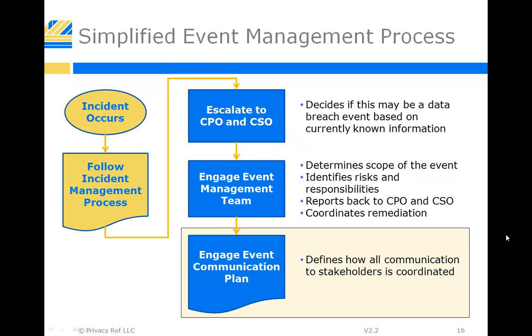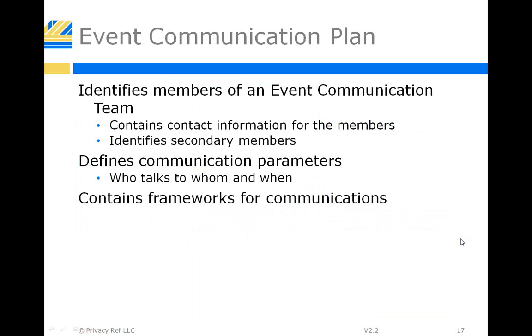Once the event management team is in place and it's decided that the scope is large enough to cause essentially a crisis to be declared, a significant event to be declared, and that there's a large number of people involved, that there is going to be some public relations involved, you're going to want to invoke your event communication plan. Now, this is focused on how all communications to stakeholders are coordinated, and the stakeholder group is very, very large, as you'll see.